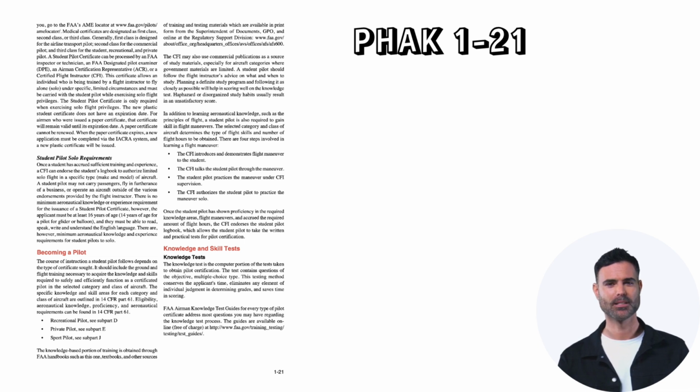Recreational pilot, see Subpart D. Private pilot, see Subpart E. Sport pilot, see Subpart J. The knowledge-based portion of training is obtained through FAA handbooks such as this one, textbooks, and other sources of training and testing materials, which are available in print form from the Superintendent of Documents, GPO, and online at the Regulatory Support Division. The CFI may also use commercial publications as a source of study materials, especially for aircraft categories where government materials are limited. A student pilot should follow the flight instructor's advice on what and when to study.